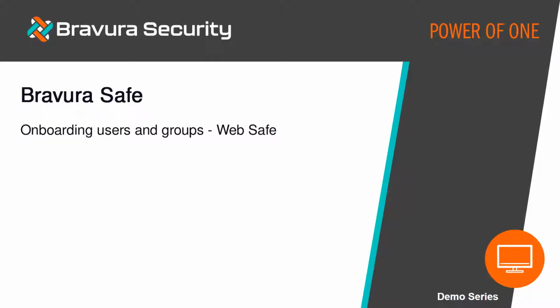This video will demonstrate the secure three-step process used for onboarding users to a Bravura Safe team. We'll define standard and custom user types and actions and explore the purpose and benefits of user groups.